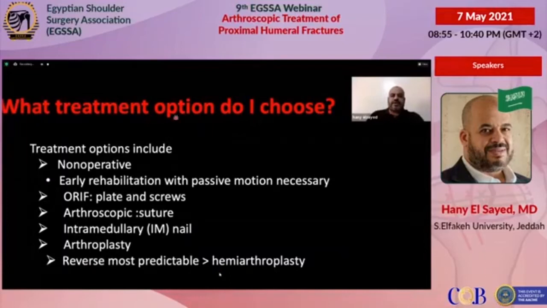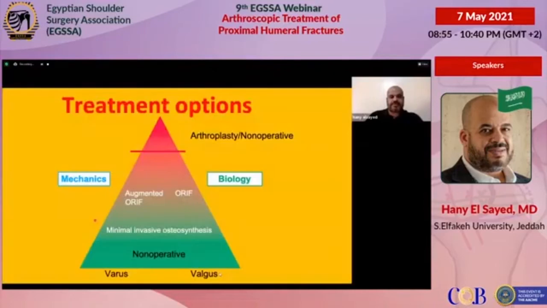So, what are the options of treatment? Non-operatively, or ORIF, open reduction internal fixation, or minimally invasive, arthroscopic suturing, or intramedullary nailing, or Neer arthroplasty, or reverse shoulder arthroplasty. Arthroscopic, I think, will be covered in the following lectures by my colleagues. So I will talk about all options except arthroscopic.